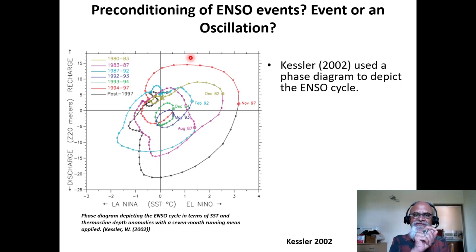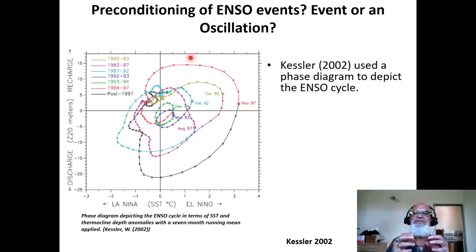We had the 2015-16 El Nino, 2024 El Nino. Now already in 26 we are having another big El Nino. Before that we had 2009 and so on and so forth. So the periodicity is not constant.